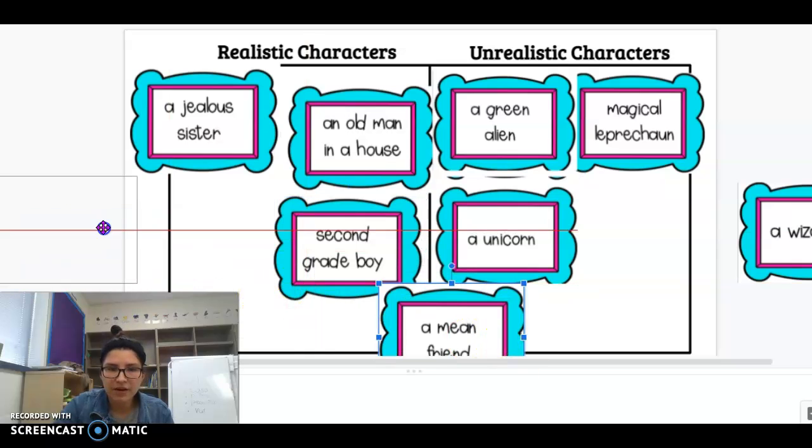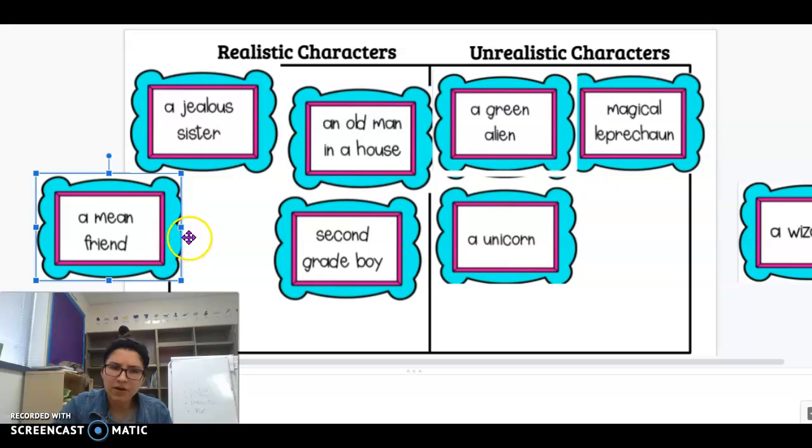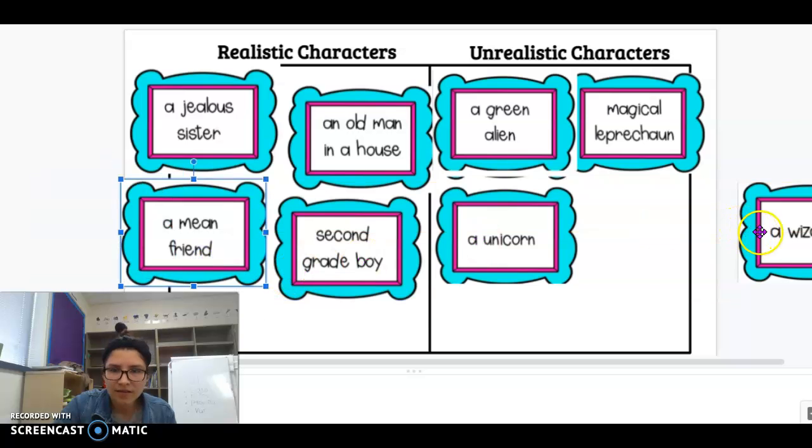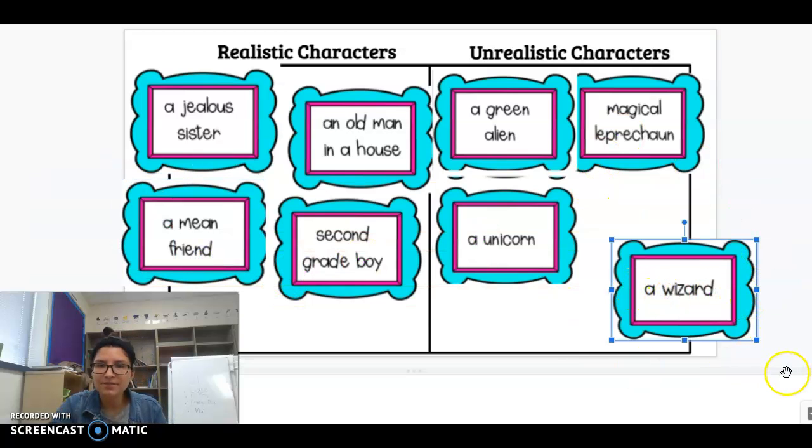A mean friend. Right here, this one. Can there be a story where there's a friend and there's an unkind, a mean friend, not very nice? Is that a realistic character or an unrealistic character? Good job. That is an example of a realistic character. All right, a wizard. Right here. Is this an example of a realistic character or an unrealistic character? Great job. This is an example of an unrealistic character.